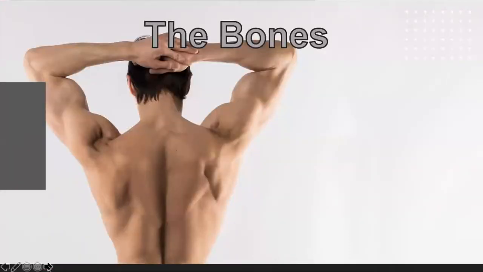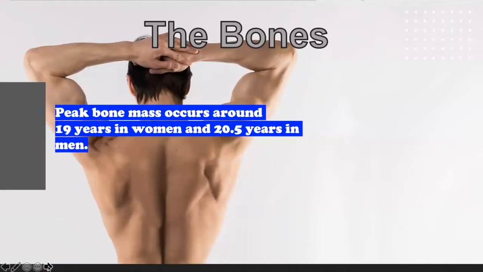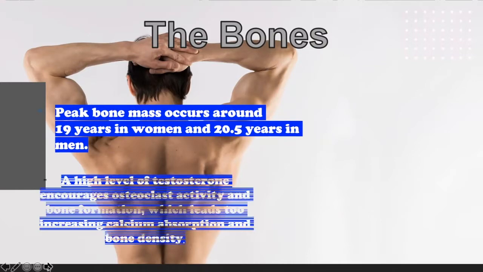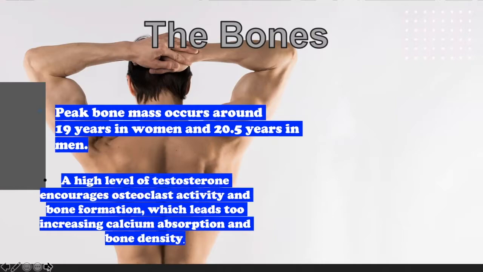So next up are the bones. Peak bone mass occurs around age 19 or 20 years, and peak bone mass is just how much bone mass you accrue in your life. So we all know that a high level of testosterone, which is also produced by the hypothalamus in the previous slide, encourages osteoblast activity, which drives the formation of building bone.